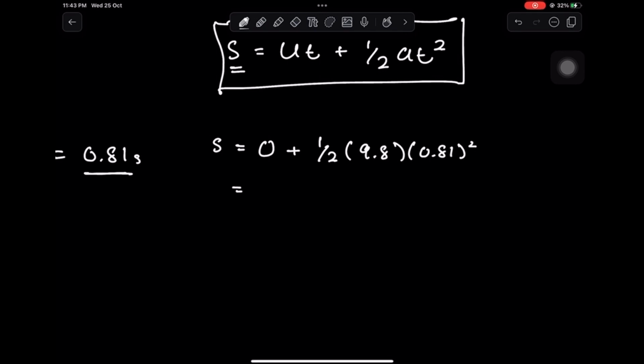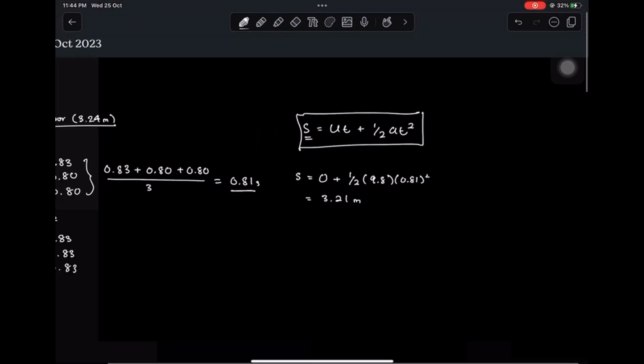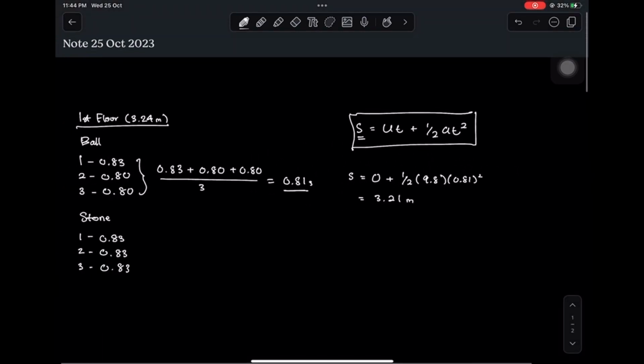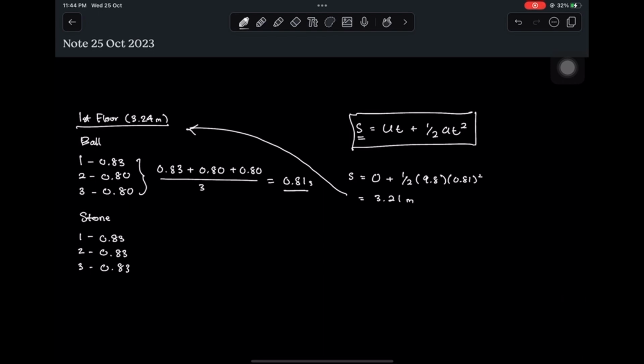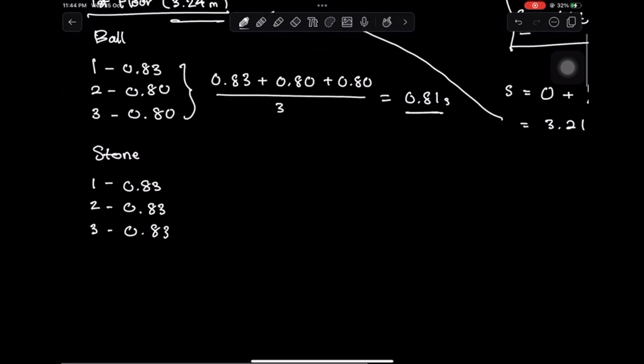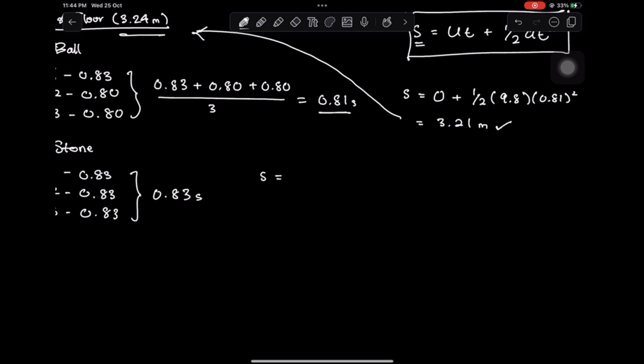We put this into the calculator and we get the value of 3.21 meters, which is nearly the same as the height we took at the time. So now we can do the same for the stone. We get 3.37 meters, which is nearly the same.